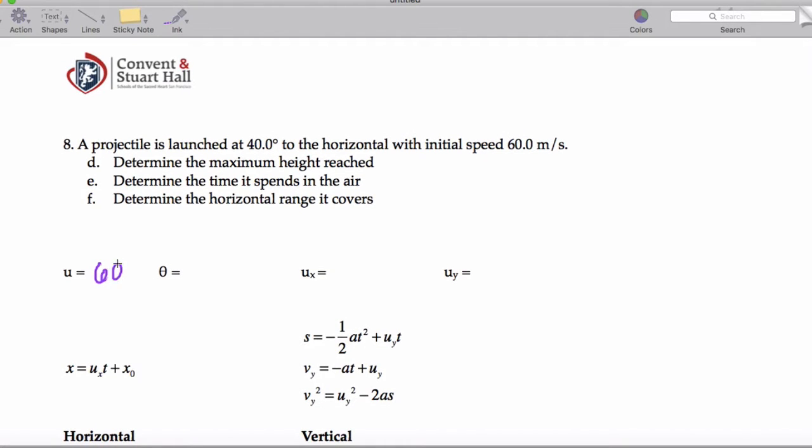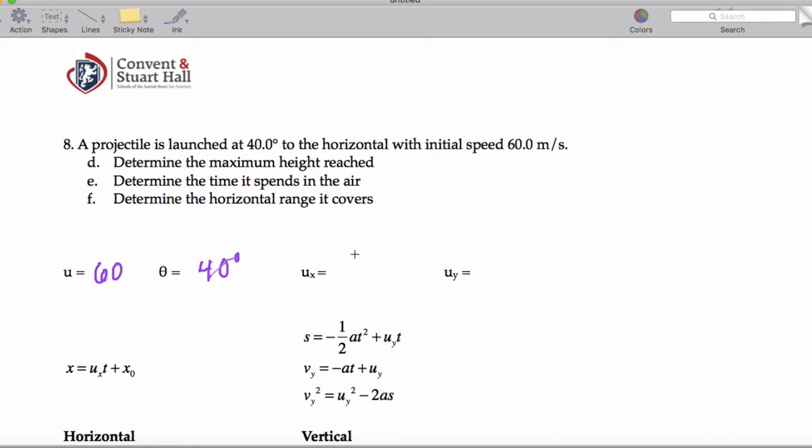So this is 60 meters per second. The angle is 40 degrees. Ux is the horizontal component, and Uy is the vertical. Again, these are vector components, so just working with this here. No major drama, just making sure that we get this figured out.